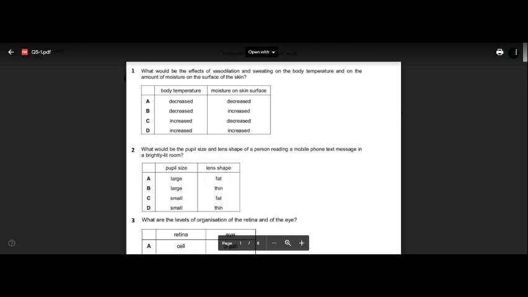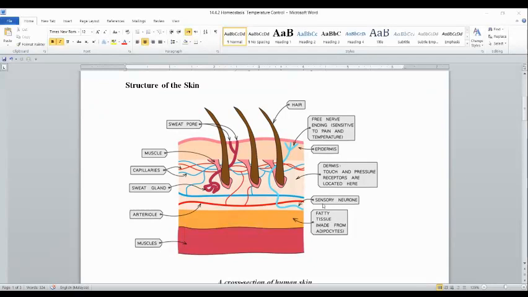So you have to say what happens to body temperature and the moisture on the skin when you have vasodilation and sweating. What effect do the opening up of the lumen of the blood vessels and sweating have on your body temperature and how moist your skin will be, dry or moist, when the vessels become dilated? First, you have to understand when vasodilation happens, why it should happen, and then what the effect of this dilation is on the blood circulation. This is the structure of your skin. This is the hair.